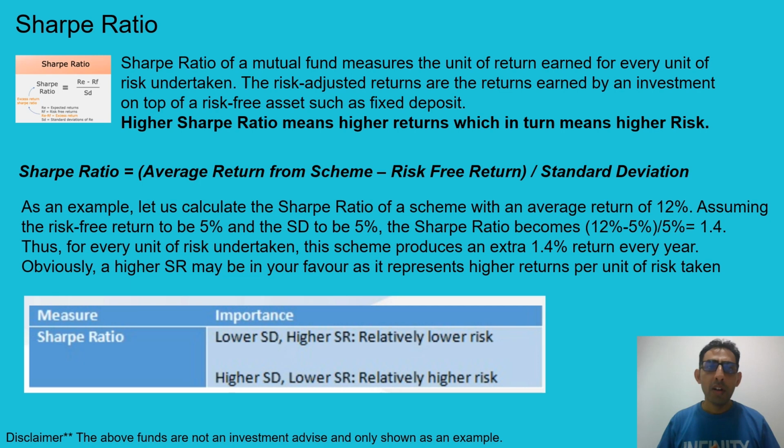Sharpe ratio. Now, what is the Sharpe ratio? Sharpe ratio measures the unit of return earned for every unit of risk taken. So, in layman's language, higher the Sharpe ratio means higher the returns, in turn means higher the risk.